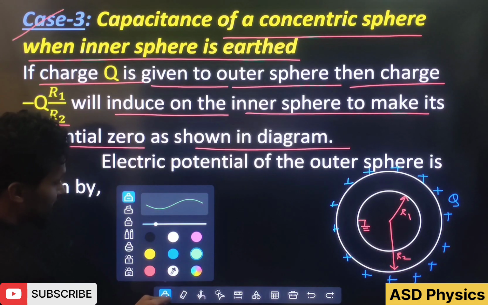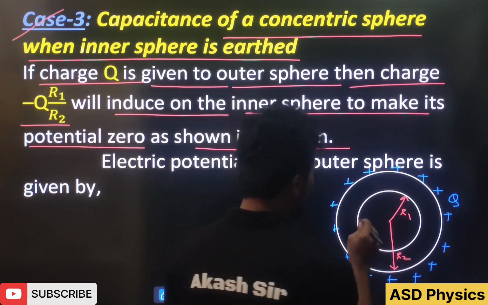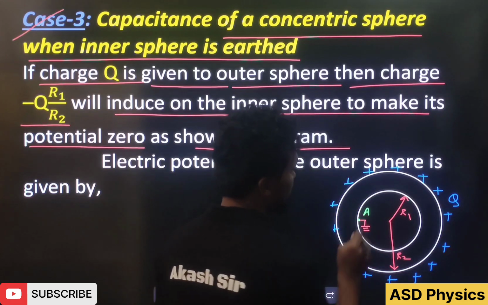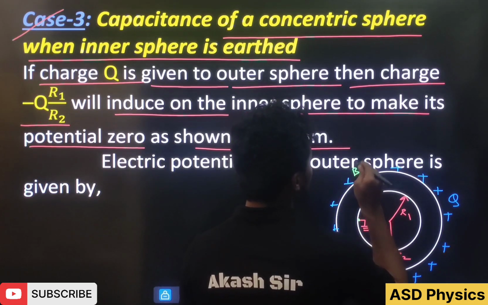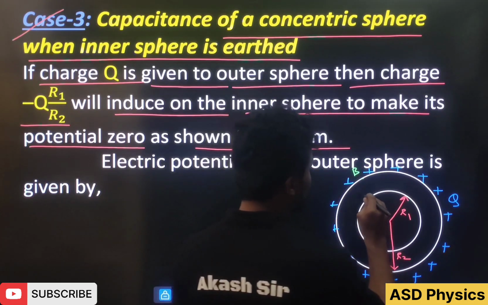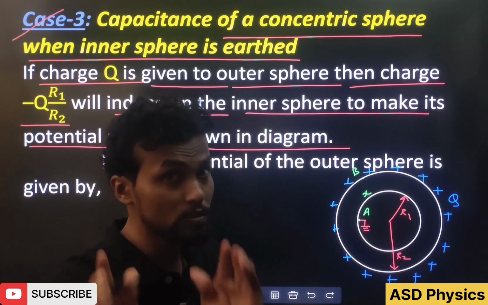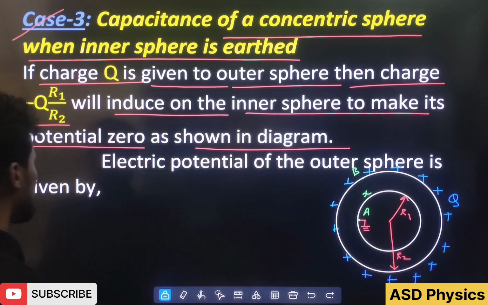Okay, so for that, in the previous video I have done it, but anyhow I will write it here. Let's take the potential at the inner point as A, and the potential at the outer point as B. And let's take X as the charge that is going to be induced. We are going to find out the value of X.